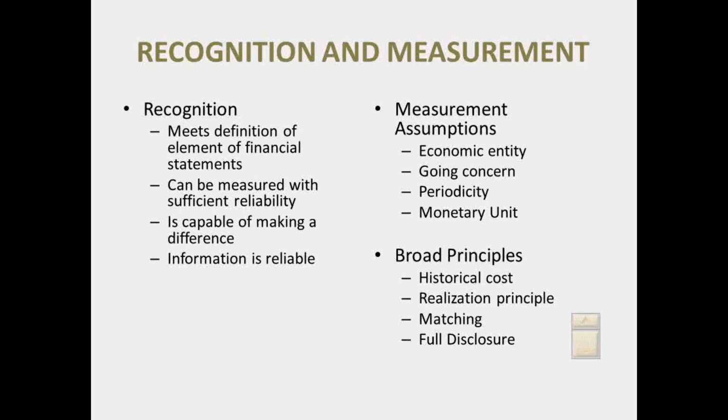So here, not only do I need those three things, but I also need to know that people care about the information. So I have to be able to measure it. It has to meet the conditions of a transaction, and it has to be relevant. Okay, so I wouldn't include it if the information is not capable of making a difference. What does it mean to be reliable? It means I can measure it reasonably with sufficient reliability, and it meets the definition, meaning it's with an external party, and it's possibly partially executed.